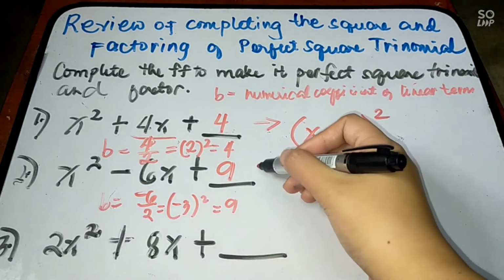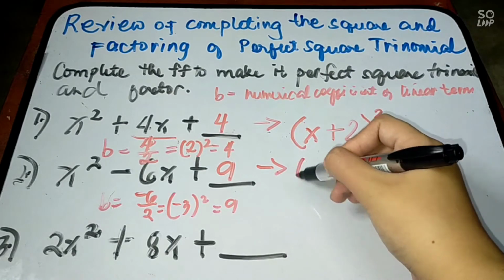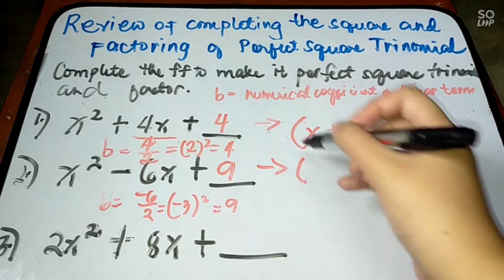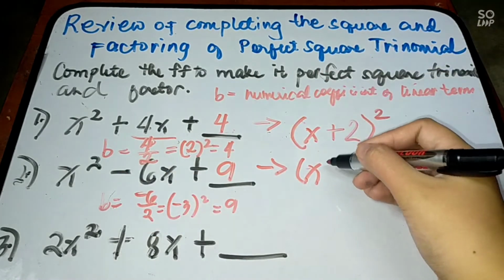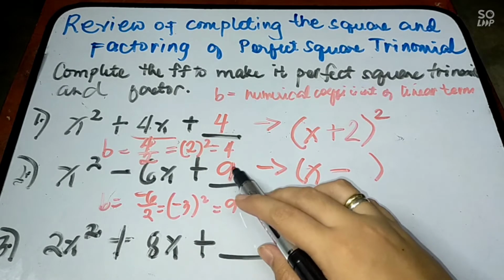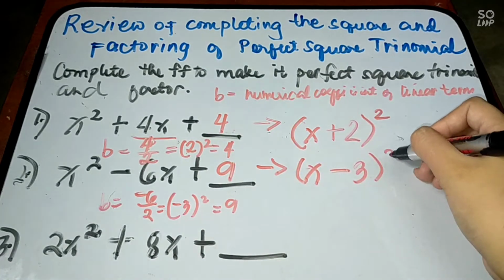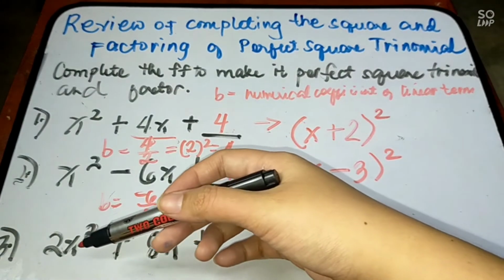Then, since we have now your perfect square trinomial, we are going to factor na. The square root of x squared, we have here x. What is the sign? Minus. So, kung ano yung sign ng second term, yun lang yung gagayahin ninyo. The square root of 9, the answer is 3, then squared. We're done. Next tayo. Let us have number 3.